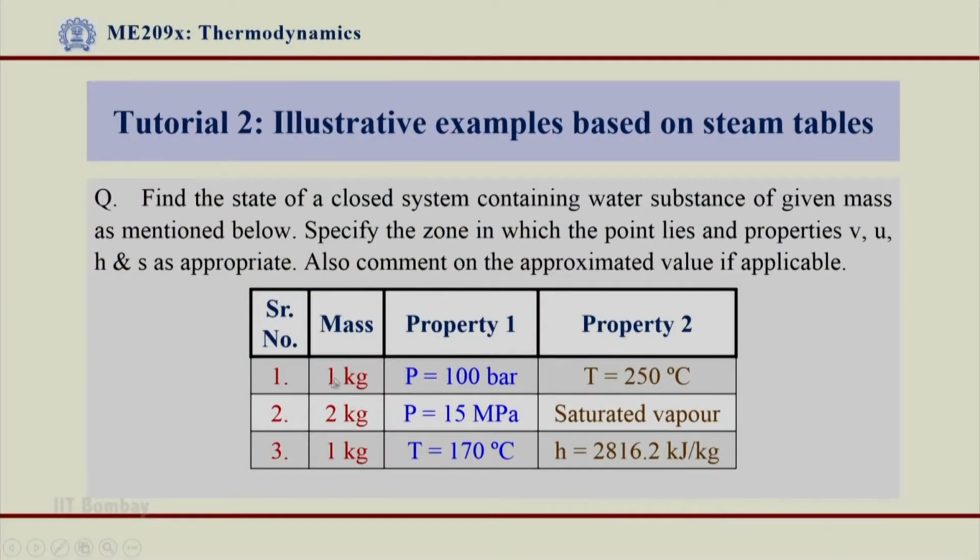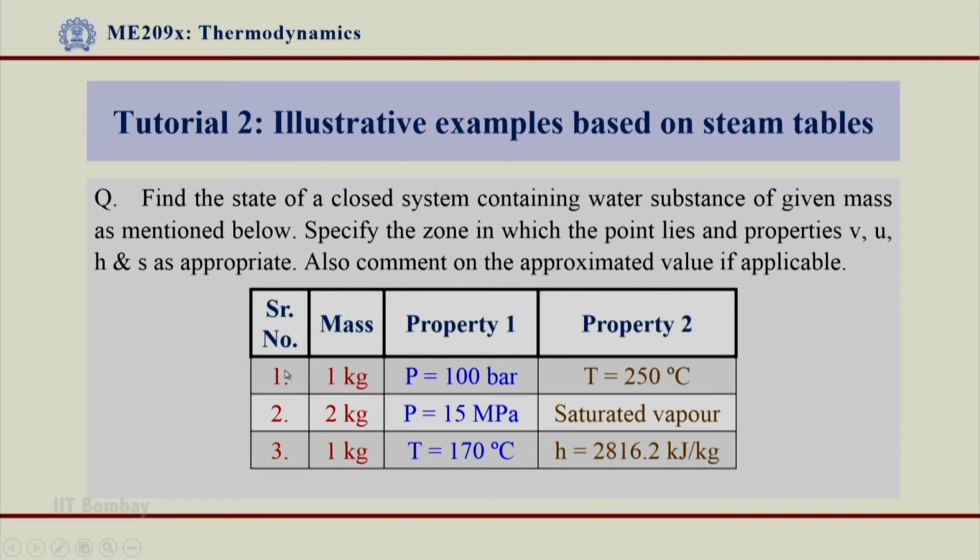Also important to note is that the mass could be not only 1 kg, sometimes it could be 2 kg or 3 kg also, and most of the properties are given per kg. In that case, you will have to multiply by the mass associated with those particular problems.